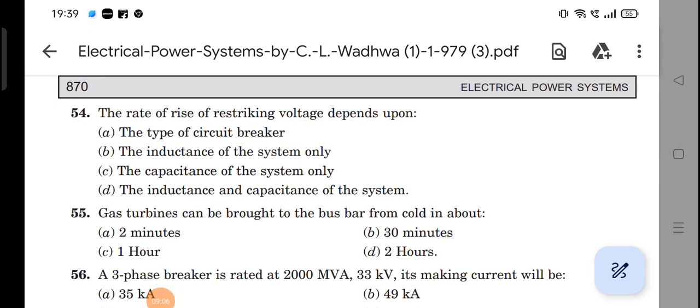Next, gas turbine can be brought to the bus bar from cold in about around 2 to 3 minutes. That is first option is correct.